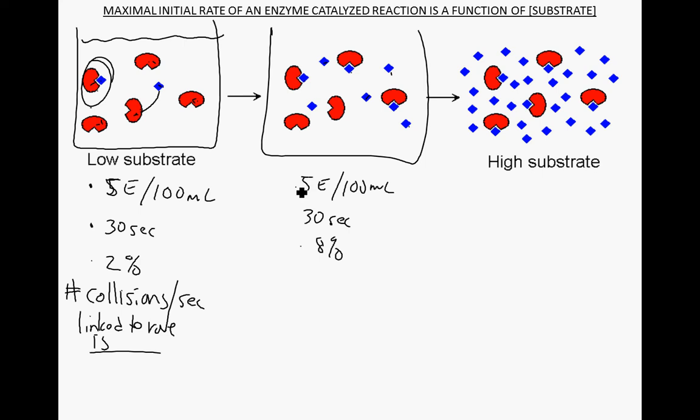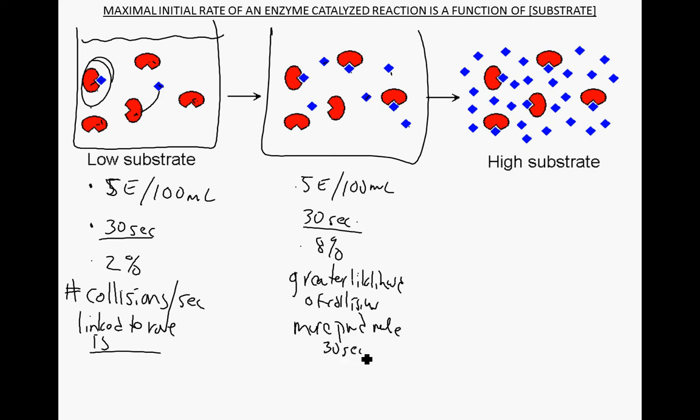So there's a greater likelihood of collisions in this same 30-second time period. This is key. In 30 seconds and 30 seconds, I'm going to get more products made in that 30 seconds than I did over here in this first panel. So by definition, the rate is faster over here. I have more products made per that same time period. Okay?